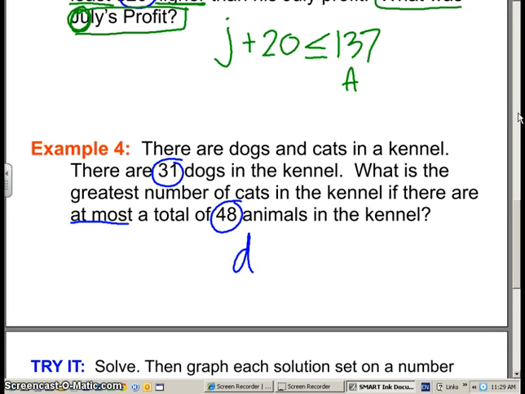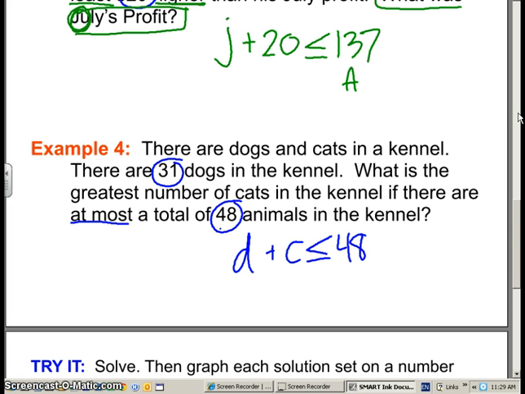Now just stop and get a sense of this problem. There are dogs plus there are cats, and at most we can have what? 48. Now 48 is the highest amount. So our inequality opens up to 48. That's the largest. Is 48 a possibility at this kennel? Yes. So there's our inequality.